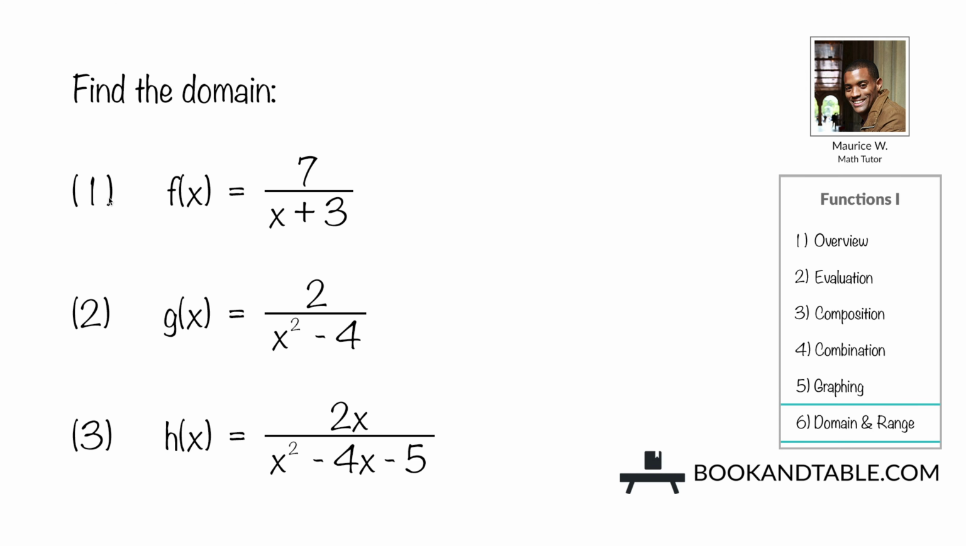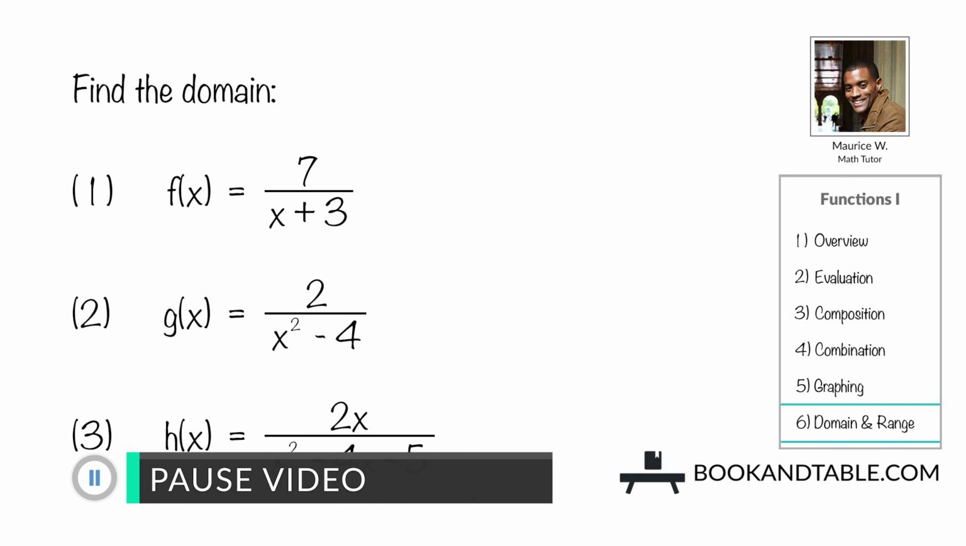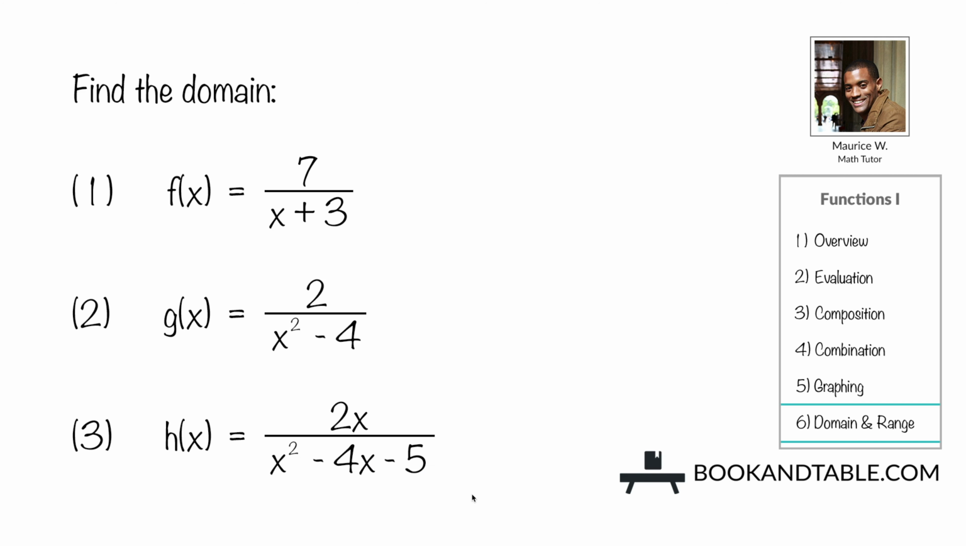Question number 1. Find the domain of f of x is equal to 7 divided by x plus 3. Question number 2. Find the domain of g of x is equal to 2 divided by x squared minus 4. And question number 3. Find the domain of h of x is equal to 2x divided by x squared minus 4x minus 5. Pause the video, answer these questions, and then press play when you are ready to begin.